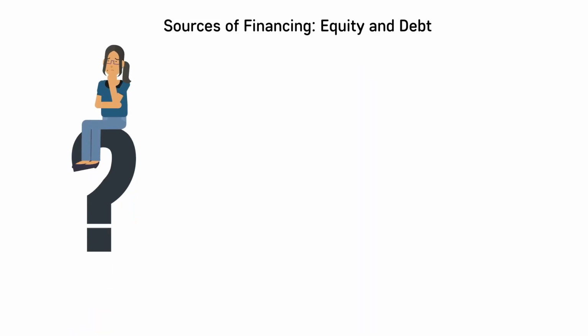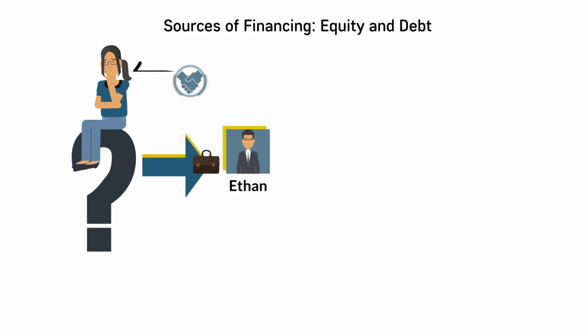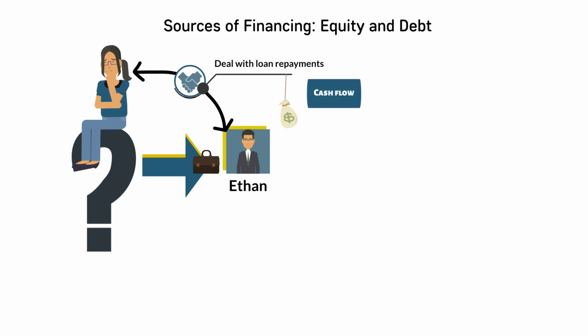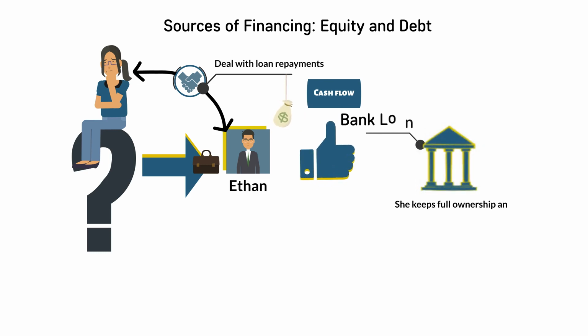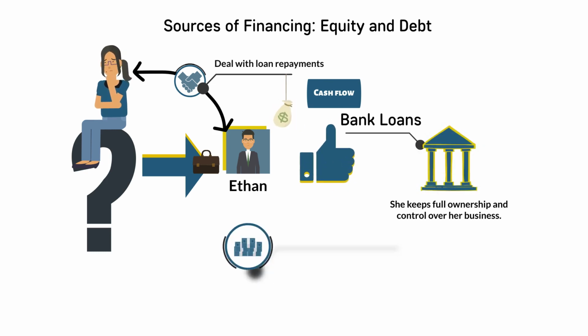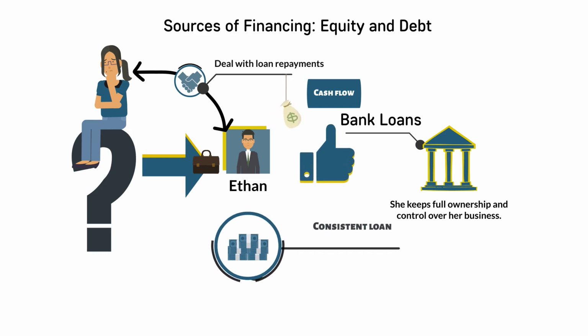So, what should Anna do? If she chooses equity financing by partnering with Ethan, she won't have to deal with loan repayments, which can offer some breathing room for cash flow. However, she will have to share her business with Ethan, which could mean less control and shared profits. If Anna opts for debt financing with a bank loan, she keeps full ownership and control over her business. But she also takes on the responsibility of making consistent loan repayments with interest, which can be a significant financial strain.